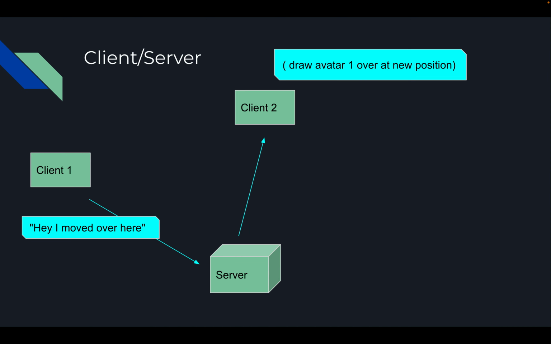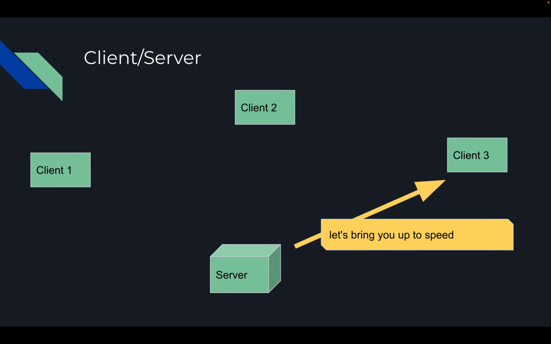This intuitively works because if client 1 says, hey, I moved over here, and that message is received by all the connected clients, then they can draw client 1's avatar in the new position. So each client is running an independent simulation, 3D software, that draws everything in the space, and they're just communicating by messages, but they're all running that independent simulation on each client.